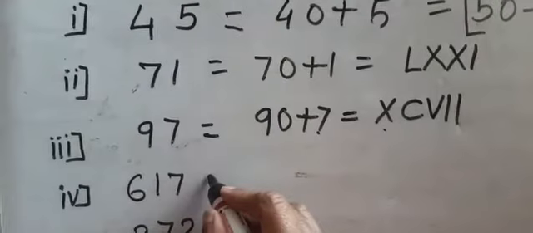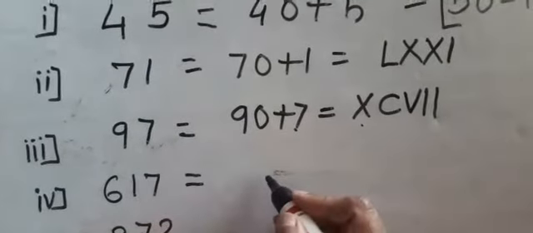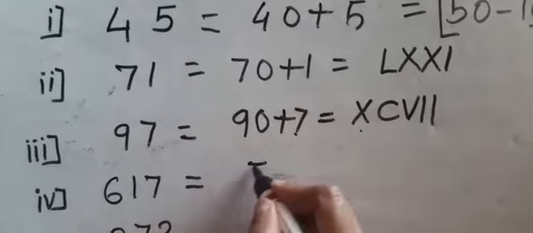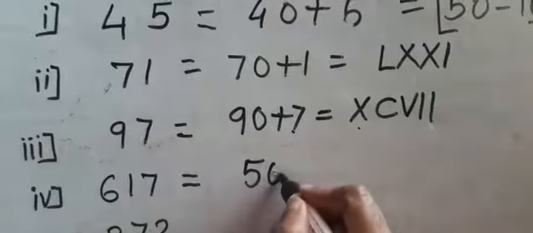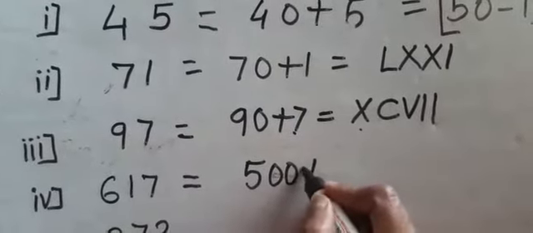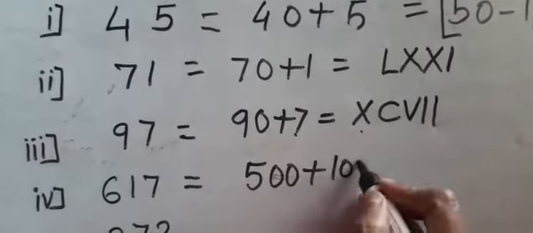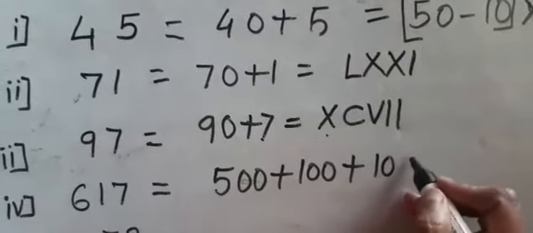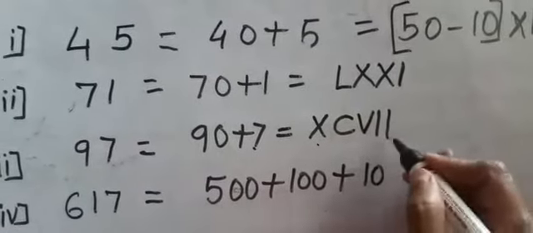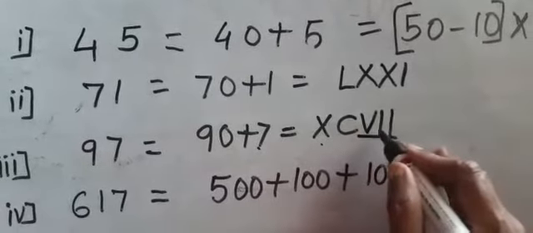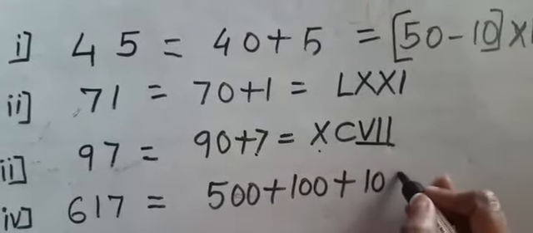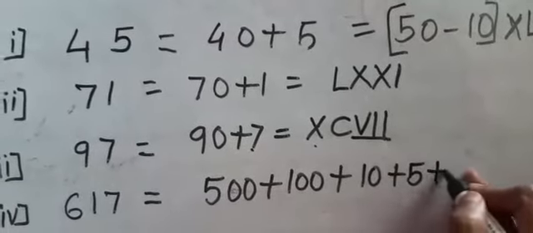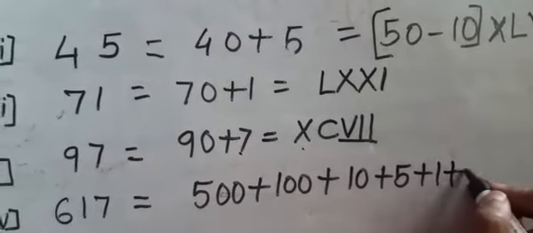Now for 617, this could be written as 600 plus 17, but we don't have any sign for 600. So first I will write it as 500 plus 100, which gives me 600. For 17 also I can write 10 plus 7. I don't have a sign for 7, as I have explained already. How did I make 7? By V and 2 times I. So I will write this in the form of 5 plus, there is no sign for 2, so 1 plus 1.